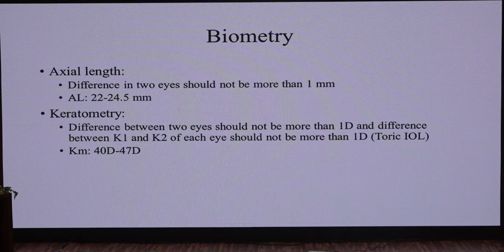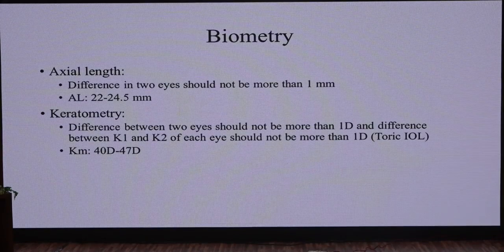Okay, and another thing is normally the axial length should be between the range of 22 to 24.5 millimeter. Now why is this important? Because if the axial length is less than 22 millimeter, or more than 24.5 millimeter, then there are various modifications in the formula that you are going to use.